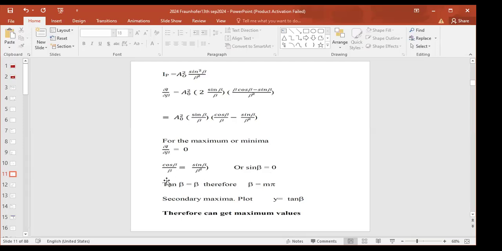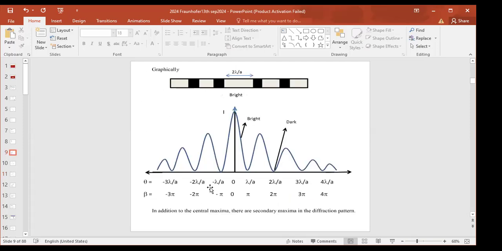From this equation we get sine into cos, that is tan beta is equal to beta, or beta is equal to m pi, right? So for the secondary maxima, we can plot using y is equal to tan beta, and from that you can see maximum values. This part is in the book, but I didn't put this figure because the most important thing is this one.